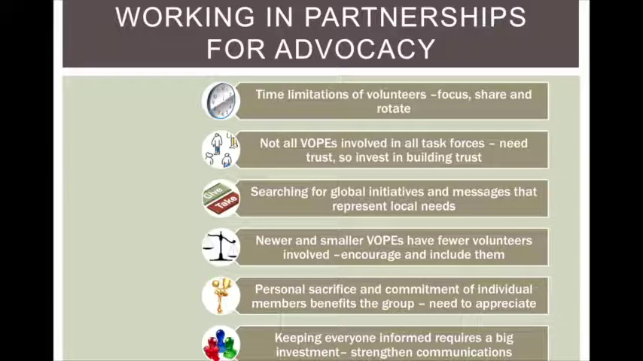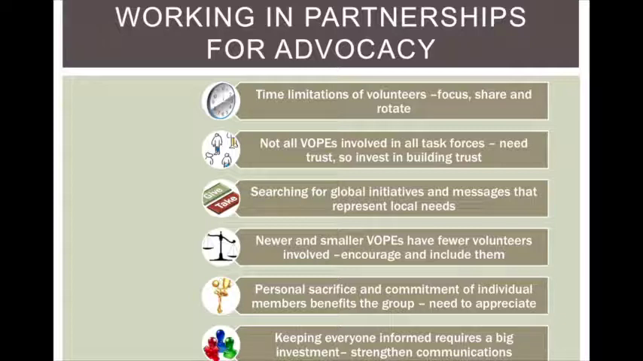Now, in terms of power inequities, newer, smaller VOPEs have fewer volunteers. So naturally, they do not have as much power and involvement and voice. So we, at Eval Partners, have a strong commitment to encourage and include them, not only through responsibilities that we give to them, but also simply by having surveys or asking them, making sure that they get support and some priority and financial support as well.